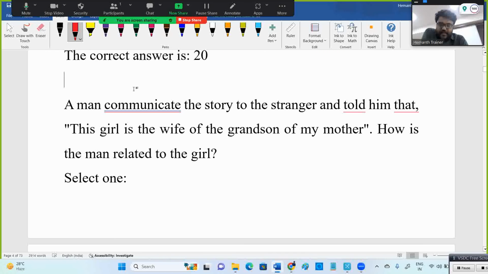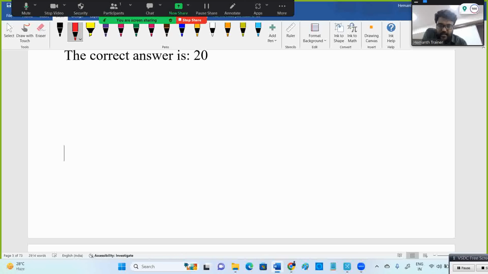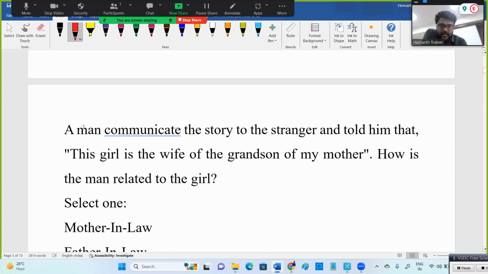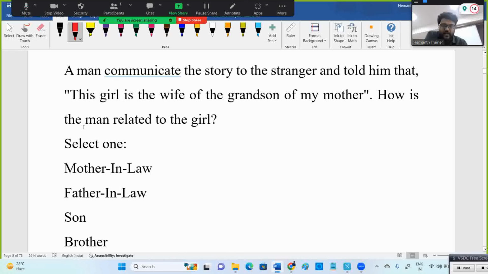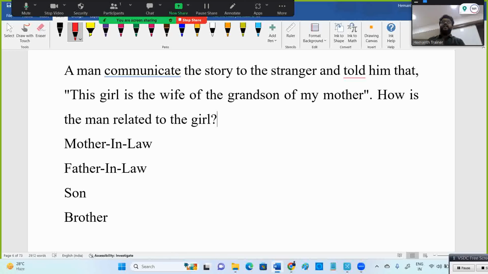Next, blood relation related stuff. A man communicates the story to the stranger and told him that this girl is the wife of the grandson of my mother. How is the man related to the girl? And there is one point importantly here, there is no option called cannot be determined. There is no option called none of this. There is no option called cannot be determined. Now you think and give the answer.